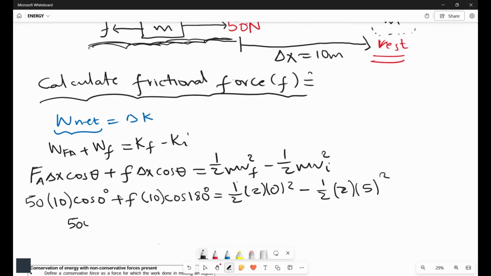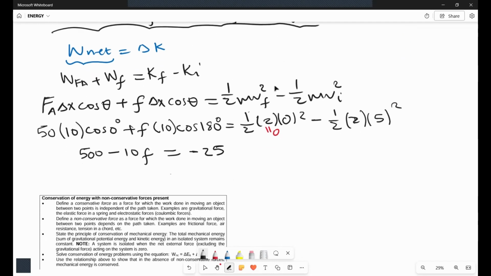500 plus cos 180, which is equal to -1. So it's going to be -1 multiplied by 10 multiplied by this force, which gives -10F. This is equal to, this goes away to 0 because anything multiplied by 0 is 0. Then we are left with minus half multiplied by 2, that's 1, then 25, so minus 25. Then you do your mathematical gymnastics there.